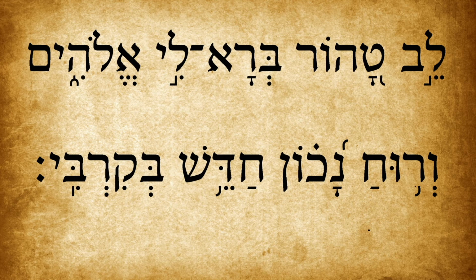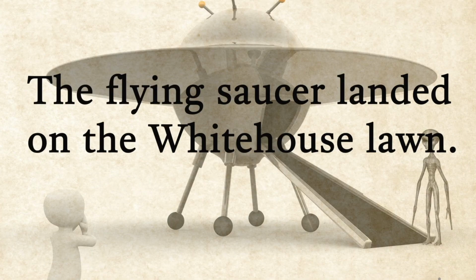And what we have here is what's called a synonymous parallelism. Our 2 phrases are synonyms. They both say the same thing, just using slightly different words. And our 2 Hebrew phrases here, much like English sentences, have a subject, a verb, and an object. The verb being the action, the subject being the one who does the action, and the object being the thing acted upon. Like in the English sentence, the flying saucer landed on the White House lawn. The flying saucer is the subject, landed is the verb, and on the White House lawn is the object.